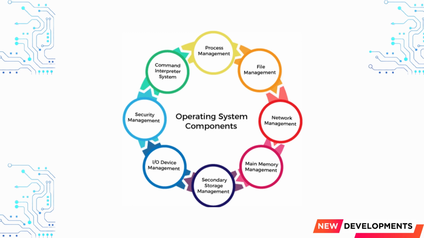Memory management refers to the management of primary memory. The operating system has to keep track of how much memory has been used and by whom. It has to decide which process needs memory space and how much. OS also has to allocate and deallocate the memory space.